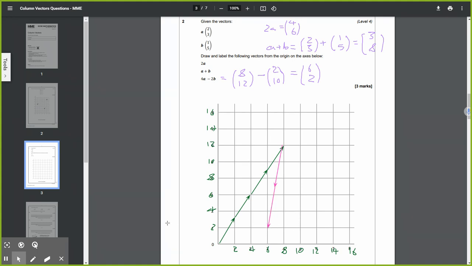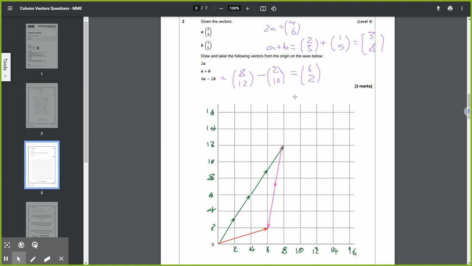Okay. And then we're going to do the resultant vector. We'll do that in green again. No, not in green. Let's do it in red. So the resultant is from the beginning to the end, which is this one here. And you can see that's 6 across and 2 up, which is what we've got. Okay, so that is how to add vectors and take them away and multiply them.